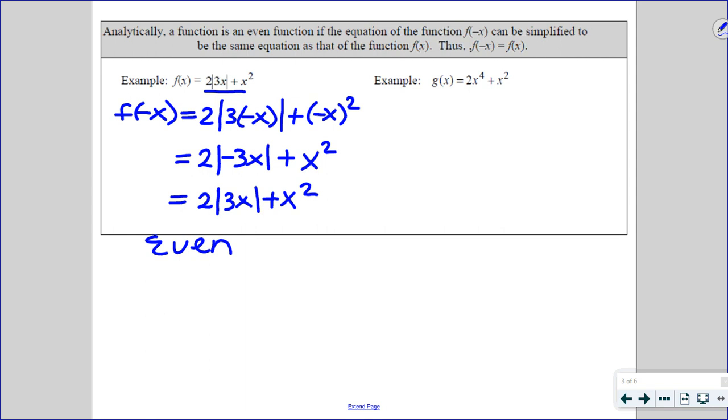All right, next example, g of x is equal to 2x to the 4th plus x squared. Again, we're going to start by replacing x with negative x.